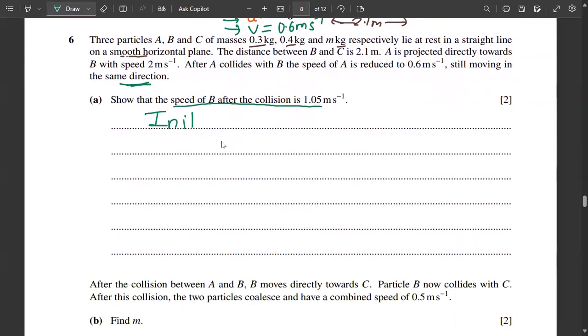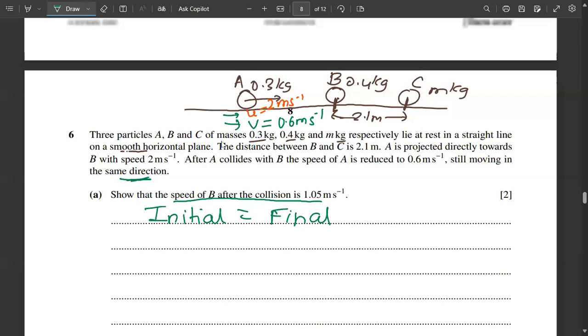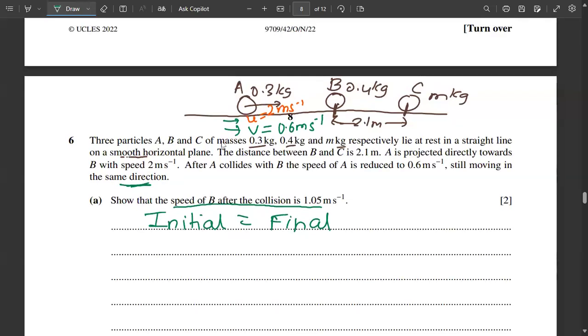Initial momentum is equal to final momentum. So what is the initial momentum? The initial momentum will be 0.3 into 2. But before that, the formula for momentum is mass into velocity. So the mass is 0.3 and the velocity is 2. And what about the final momentum?